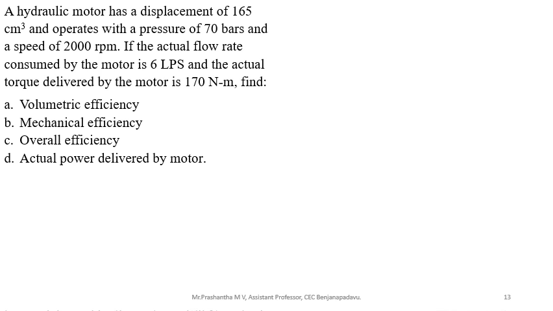Take one numerical. A hydraulic motor has a displacement of 165 centimeter cube and operates with a pressure of 70 bars and a speed of 2000 rpm. If the actual flow rate consumed by the motor is 6 liter per second and the actual torque delivered by the motor is 170 Newton meter, find volumetric efficiency, mechanical efficiency, overall efficiency and actual power delivered by motor.